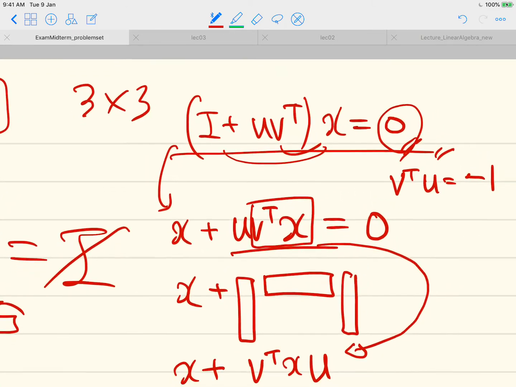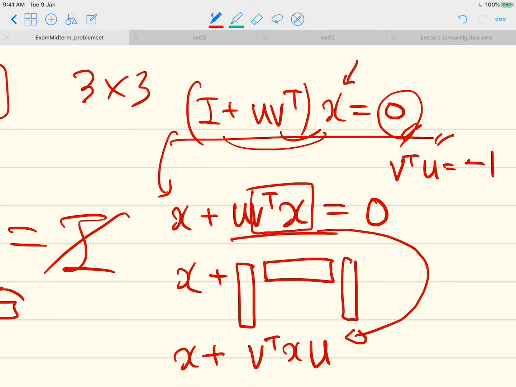So here we need to find some non-zero vector x that is the solution for this equation.